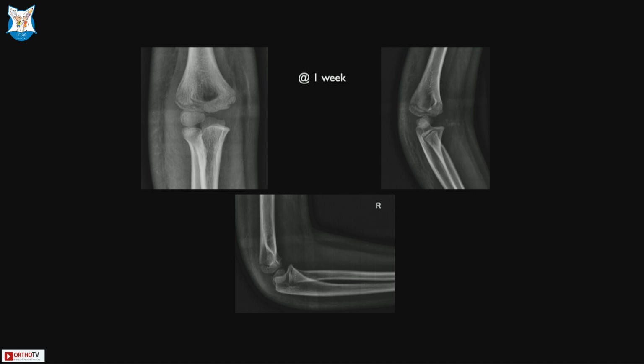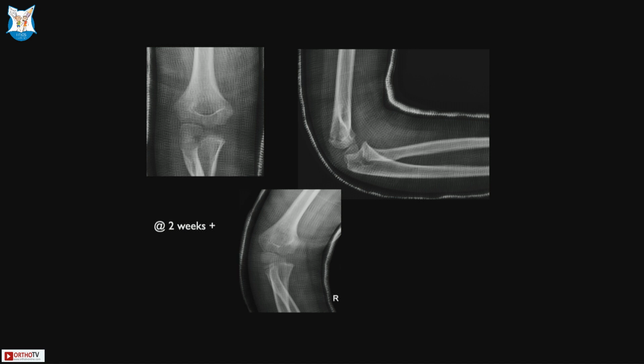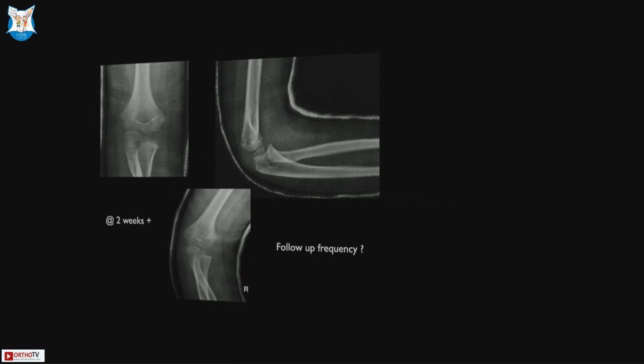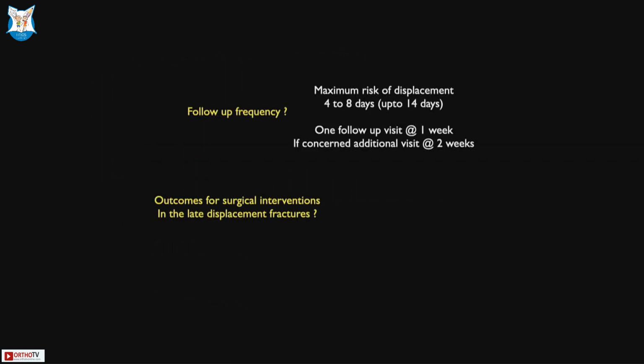That's the only thing. At 1 week, x-rays out of plaster so that I can clearly see that the fracture has not displaced. Okay? And some of these where I'm even more concerned, because they can displace up to about 10 days, so there's another x-ray at 2 weeks. This one I could see the fracture line, it's not displaced, so you can continue with conservative management. So that is the follow-up pattern.